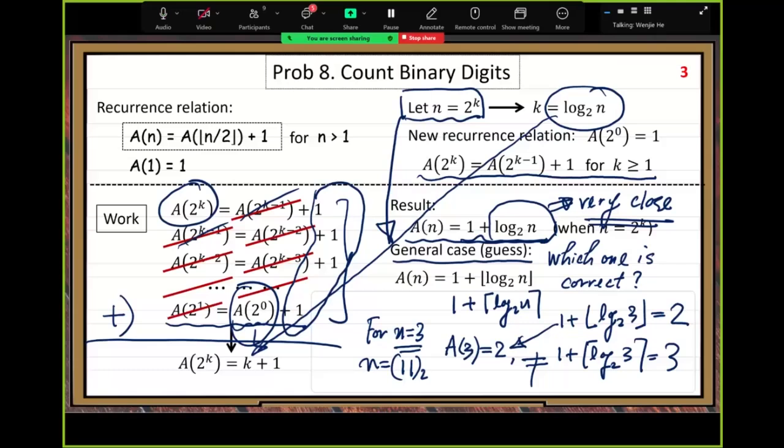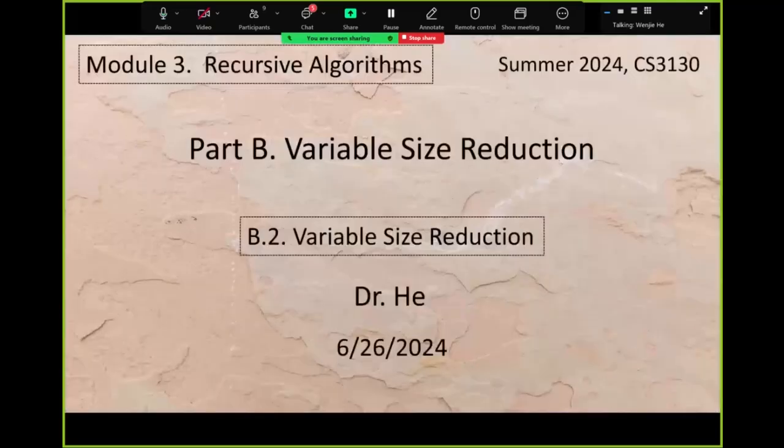So we finish this topic. Then let's move to the next topic, B.2, variable size reduction. It is also variable size reduction, but different from B.1. In B.1, half size reduction, every time we reduce the problem size by half. But in this one, it is really variable size. It's hard to predict how much the problem size could be reduced each time. It depends, sometimes more, sometimes less.